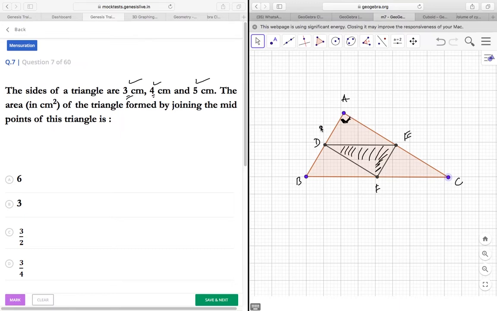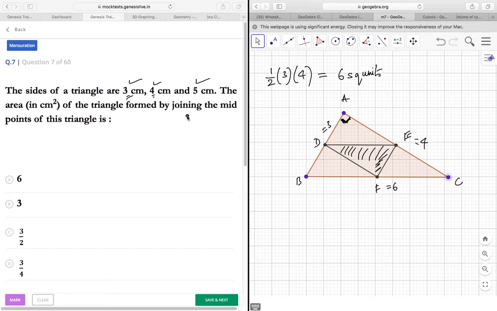Now, the lengths: this is going to be, let's say, 3 centimeters, this will be 4, and this is going to be 6 units. Clear? Because this is the hypotenuse. Now the area of this bigger right angle triangle ABC is half into base into height. Base I will take as 3, then height will be 4. So the area of the bigger triangle is equal to 6 square units.